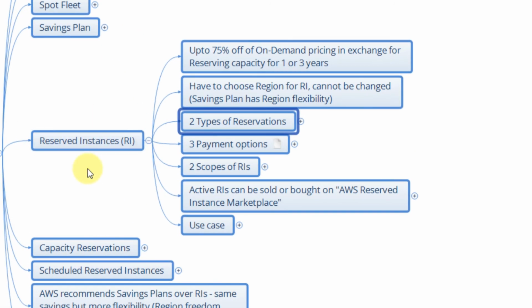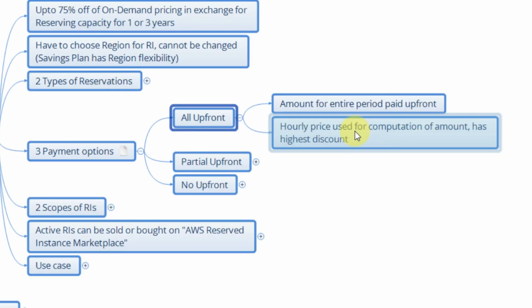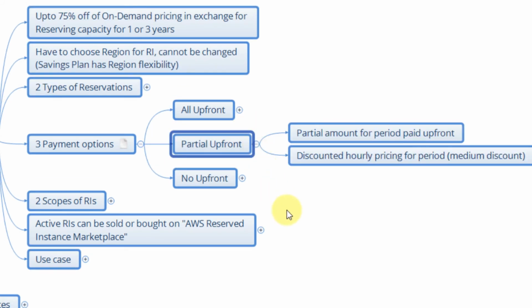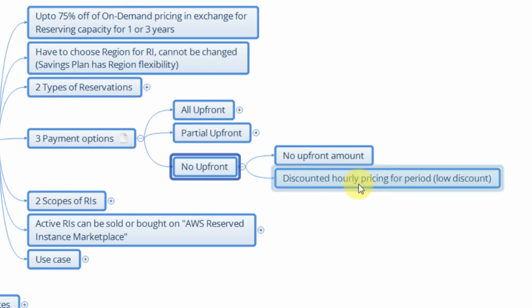Now, for a reserved instance purchase, there are 3 payment options. You can pay the entire commitment amount upfront, which is, whatever instances you selected, the cost is calculated for the period you selected, and you pay it all upfront. The hourly price that is used for the computation of the amount has the highest discount. You can pay a partial amount upfront, where the discounted hourly pricing gets a medium discount, or you can have no upfront payment, where the discounted pricing used for the computation is lower.